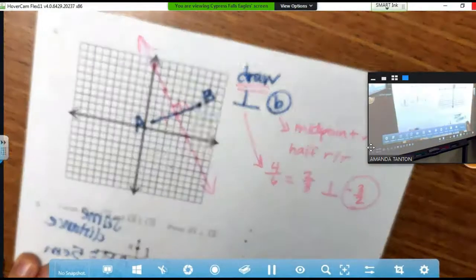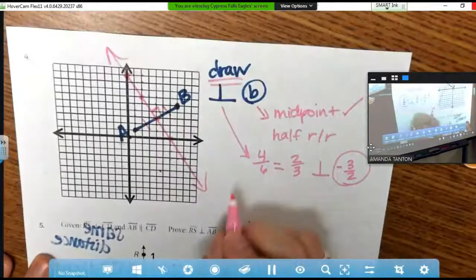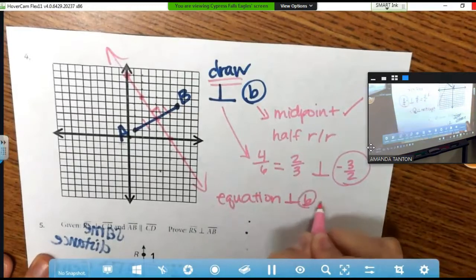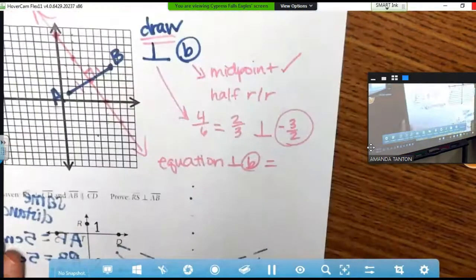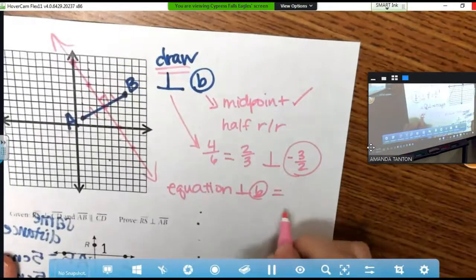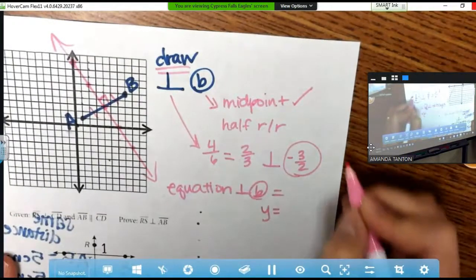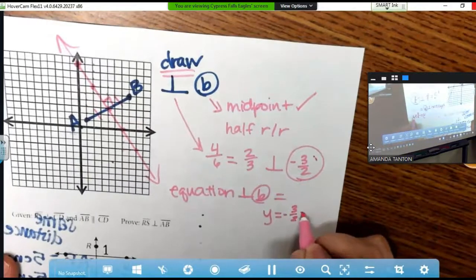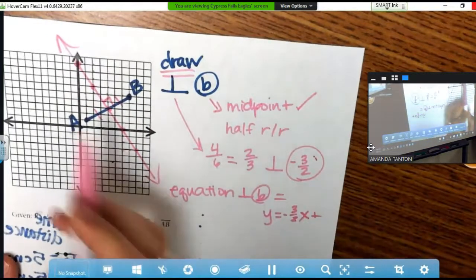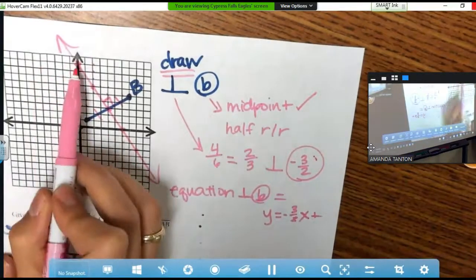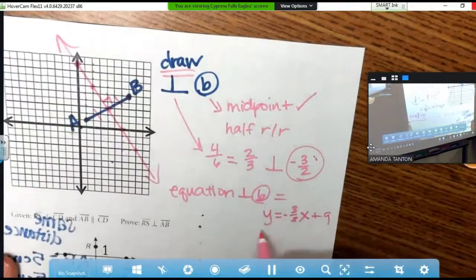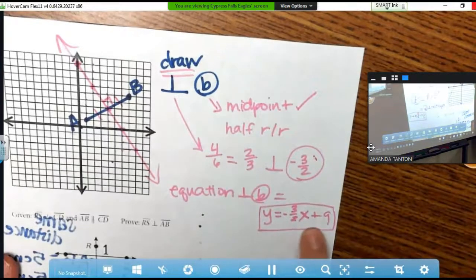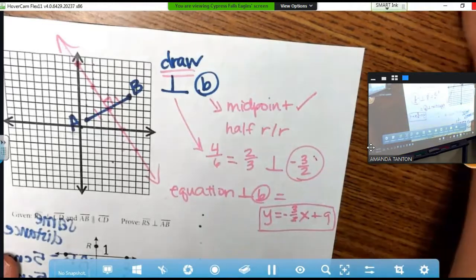Now let's write the equation of that pink line. Let's write the equation of the perpendicular bisector. We're going to stick to slope-intercept form. So y equals, well, here's our m. We found it. mx plus, where did it hit the y-axis? At 9, if you count it. y equals mx plus b. y equals -3/2x plus 9.